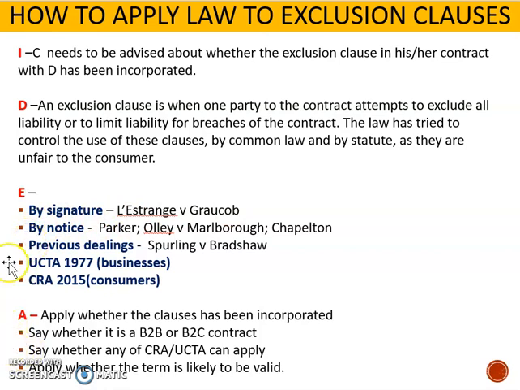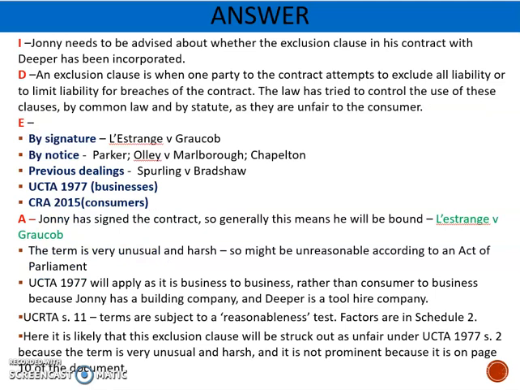Then say whether it's B2B or B2C, and that will tell you whether it's CRA or UCTA, and say whether the term is likely to be valid or not. You aren't necessarily going to be able to give a definitive answer here, as is often the case in law. You just say it's likely or it's unlikely because. On my next slide, I've done a bullet point mark scheme for the Jonny and Deeper scenario. Mine's very bullet pointy and listy. Of course, in the exam, you're going to write out full sentences explaining your cases really clearly. You may want to pause the video here so you can have a good read of this.